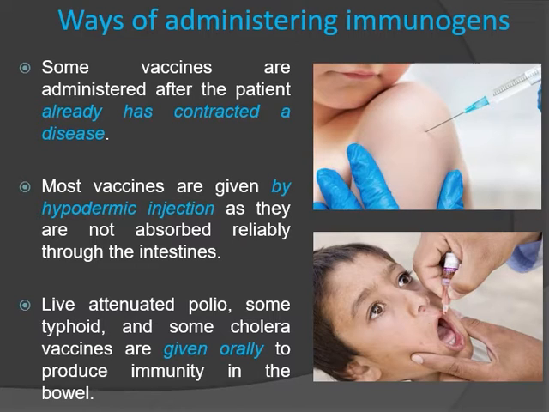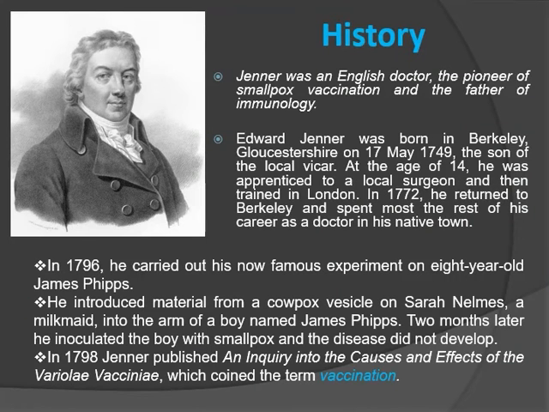has immediate effect. It was Edward Jenner, a doctor in Berkeley in Gloucestershire, who established the procedure by introducing material from a cowpox vesicle on Sarah Nelms, a milkmaid, into the arm of a boy named James Phillips. 2 months later, he inoculated the boy with smallpox, and the disease did not develop. In 1798, Jenner published an inquiry into the causes and effects of the variola vaccine, which coined the term vaccination and created widespread interest.